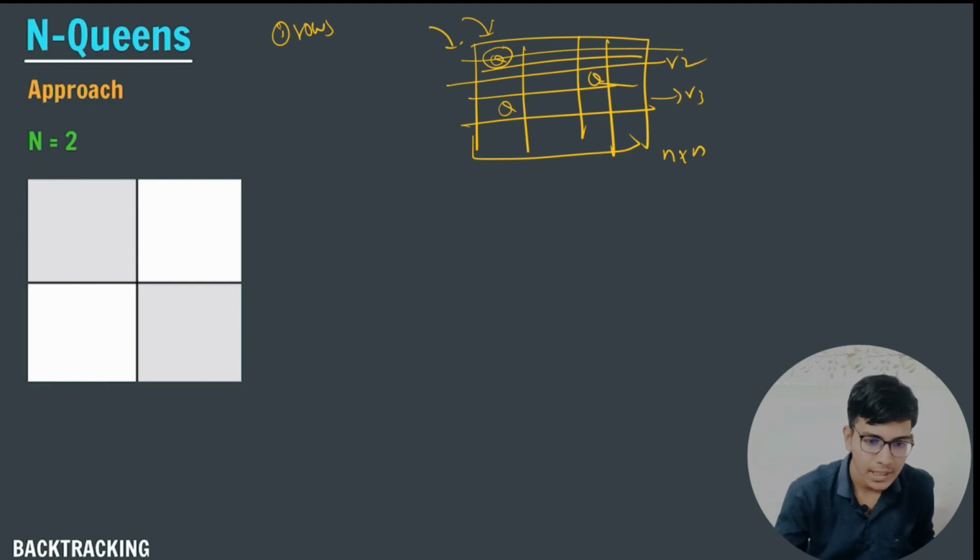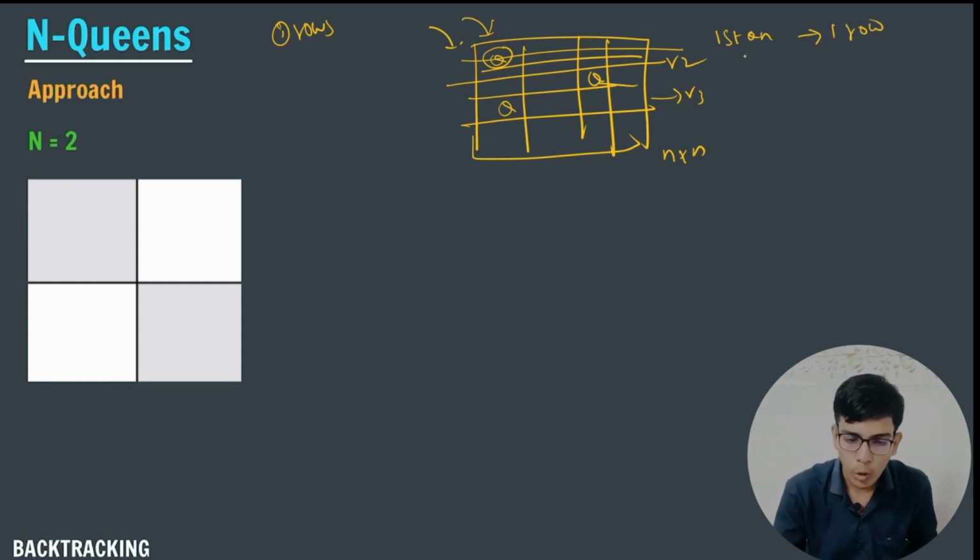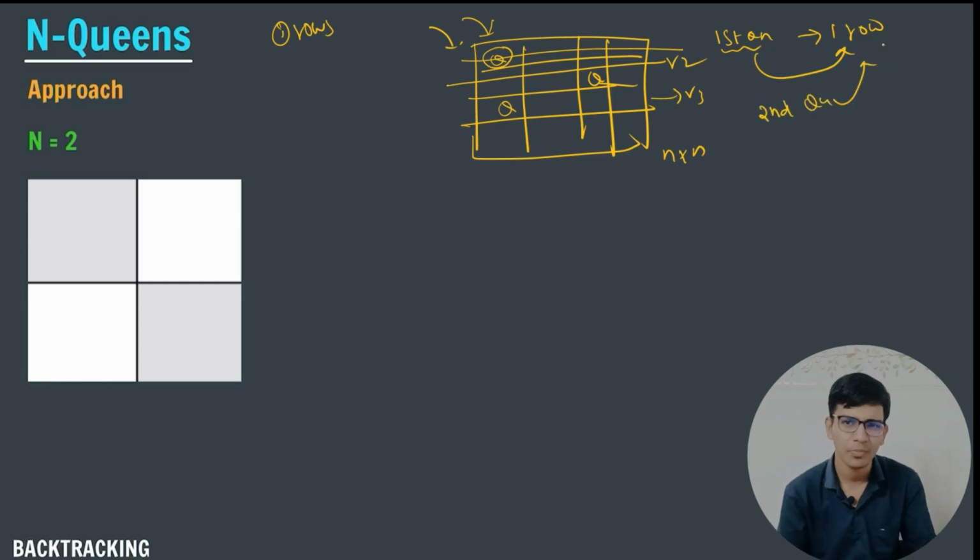Suppose I am placing my first queen in the first column, in the first row. It means that I can't place my second queen in the first row. This is the basic logical thing that I have extracted.